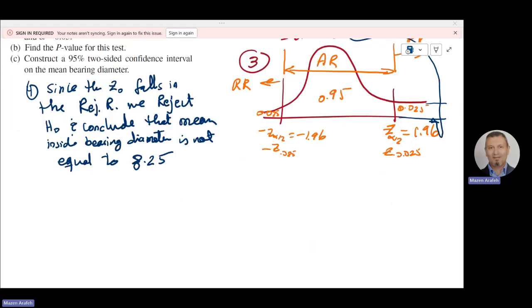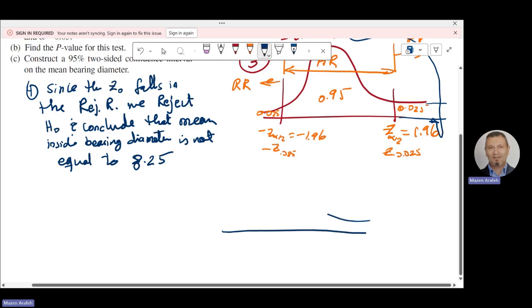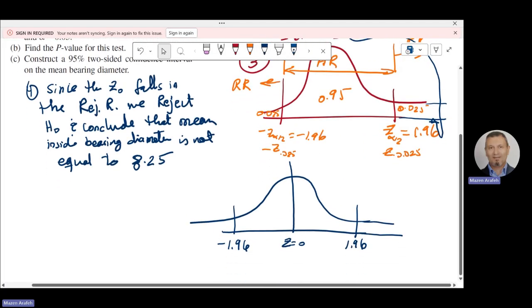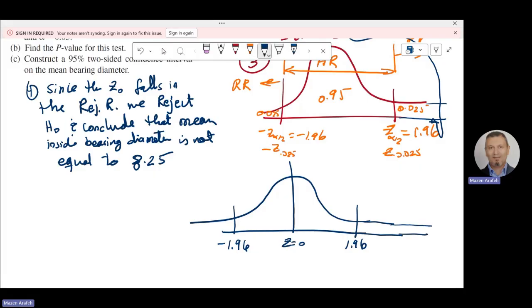We find the p-value for this test. Again, let's do a quick sketch. We can use the same sketch, but I'm just going to repeat it. This is my standard normal distribution. This is z equals 0. This is my critical value 1.96. This is my other critical value, minus 1.96. And the test statistic we got is 6.78, so it basically falls here.